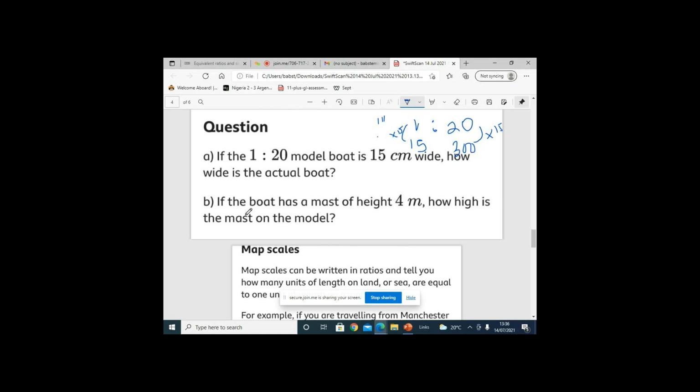Can you do this one now? If the boat has a mast of 4 meters, how high is the mast on the model? When you say 4 meters, that is 400 centimeters. You know that? So the actual one is 400. What's going to be the one on the model?